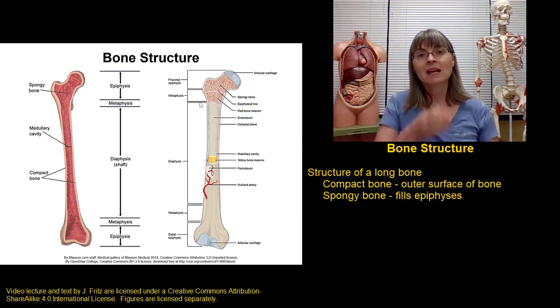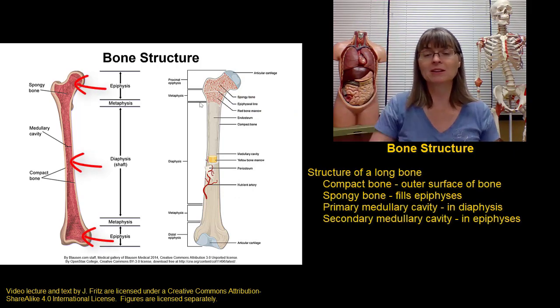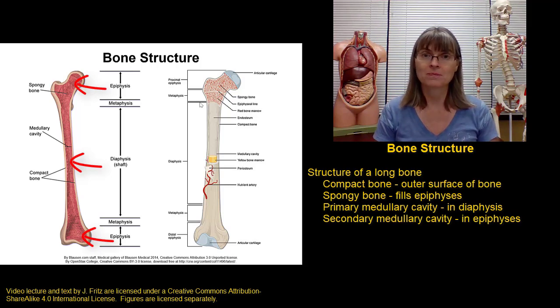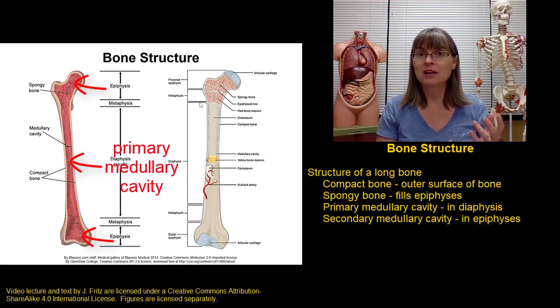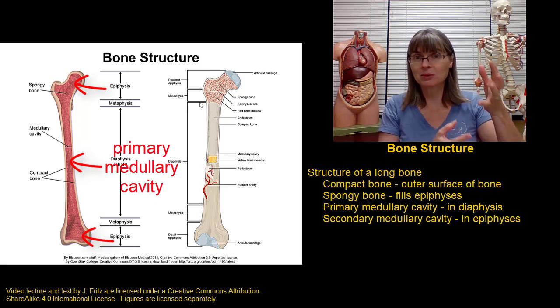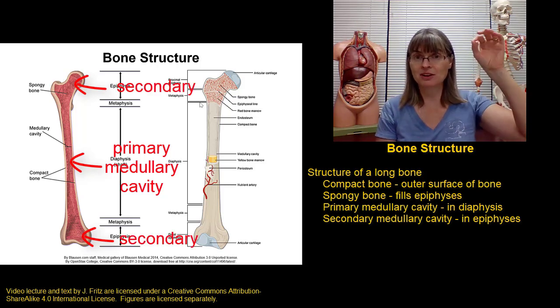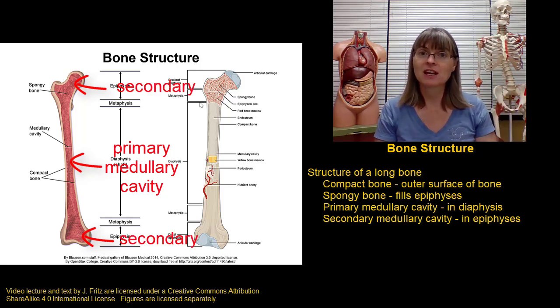The outer surface of the bone is made of compact bone, and the epiphyses are filled with spongy bone. The middle part of the diaphysis and the space around the trabeculae of the spongy bone in the epiphyses is filled with bone marrow. The inside of the diaphysis is called the primary medullary cavity. That's the place where we find the most bone marrow. We have secondary medullary cavities in the epiphyses, and these also contain bone marrow.